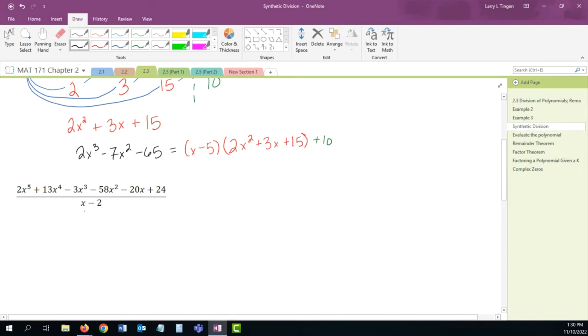So the first thing I have to do is figure out, if I'm dividing by x minus 2, what is the x value that I'm checking for? Well, it's whatever makes this 0. What makes x minus 2 0? 2. So 2 goes in the box, and then the coefficients from the numerator come along for the ride. 2, 13, negative 3. I don't think I'm missing any. Negative 58, negative 20, and 24.